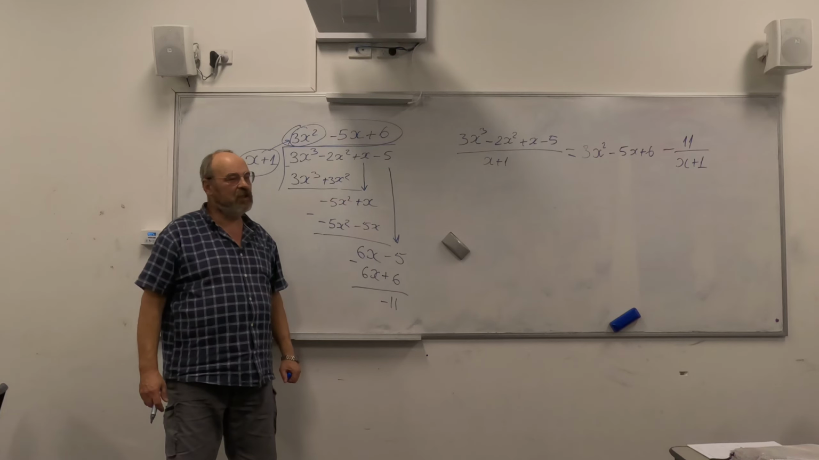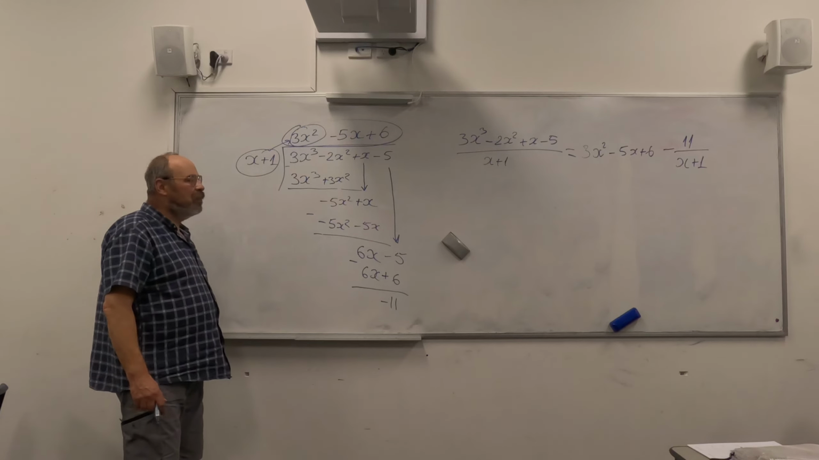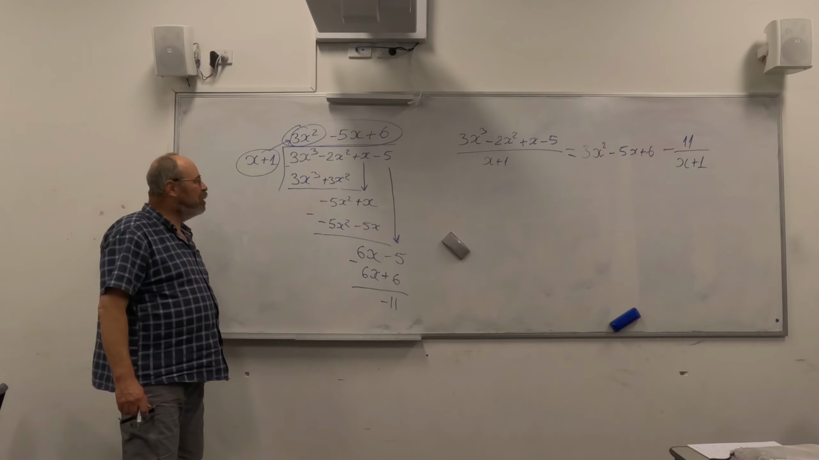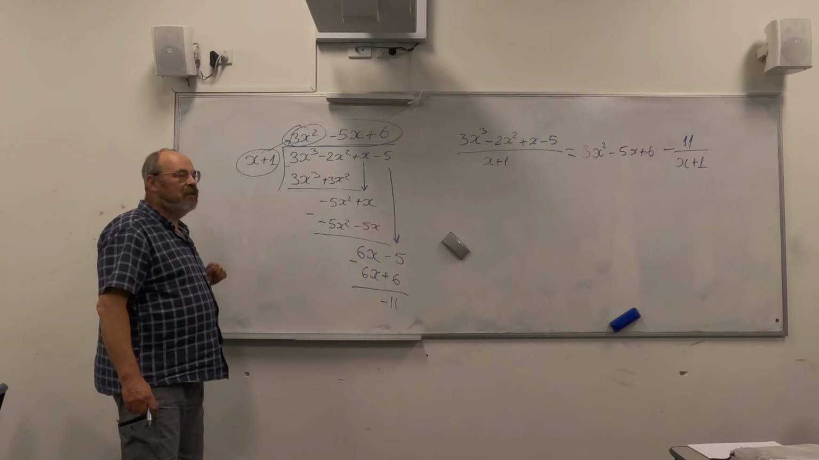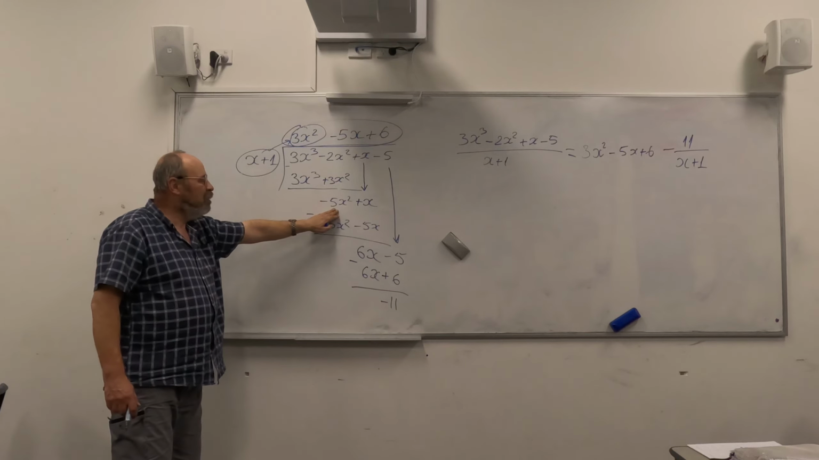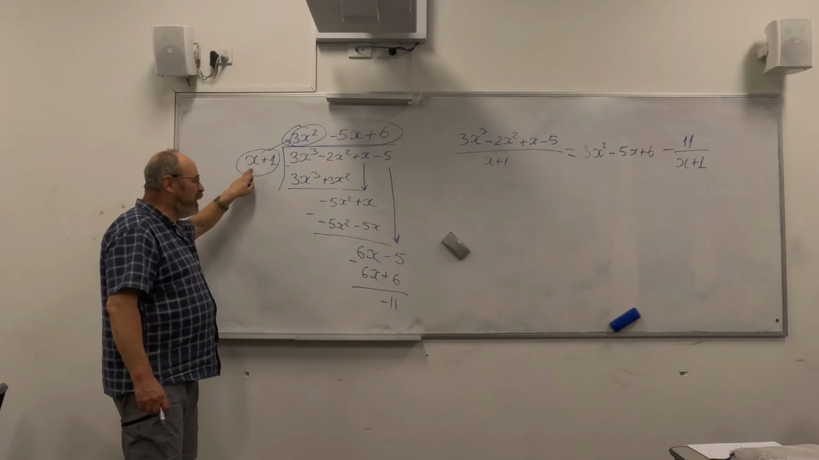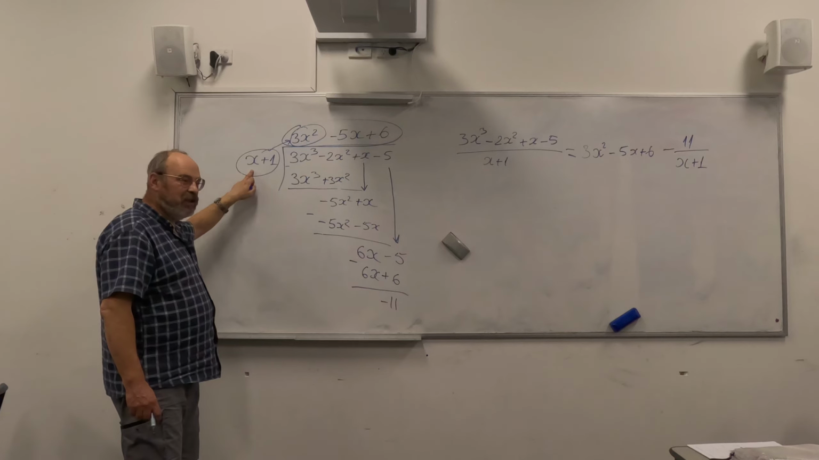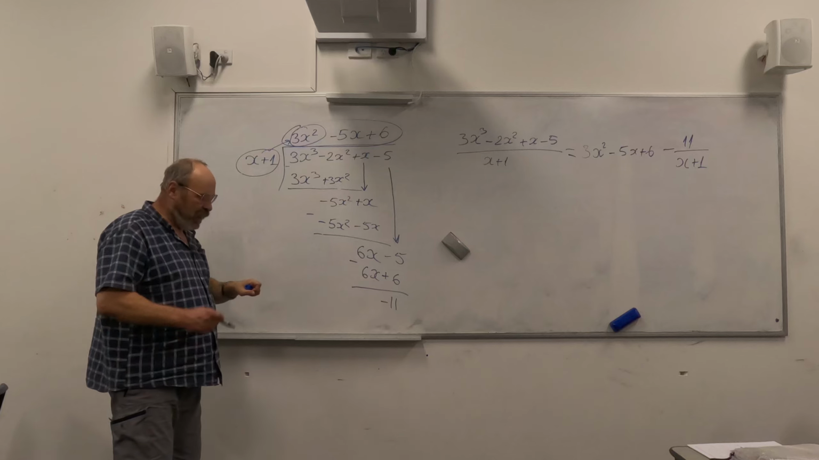Wait, I've got a question. So at the start, when it was just 3x cubed, we only divided by x, because it was one term only. We divide leading by leading. But then when we divided negative 5x squared plus x, we divided by x again, leading by leading. We divide the leading term by the leading term, times the thing put up there.